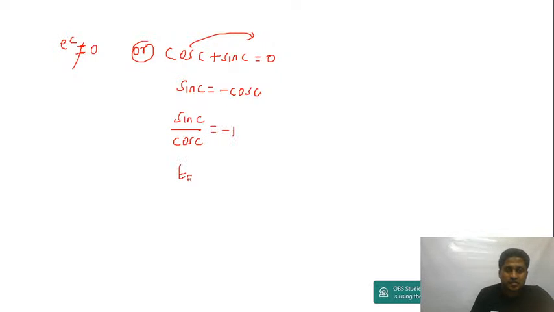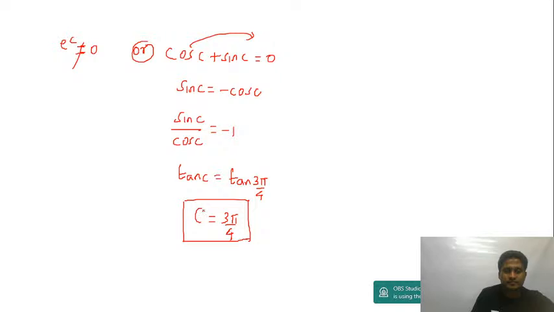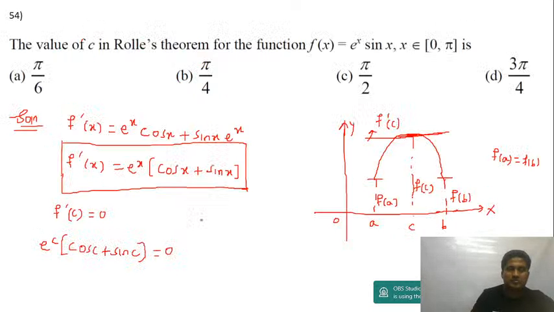So now you get tan c is equal to tan of 3 pi by 4. Tan 135 is minus 1. Tan of 3 pi by 4 is equal to minus 1 only. So if I equate the corresponding value, c is equal to 3 pi upon 4. So the value of c will be equal to 3 pi by 4. That's the last option, option D.